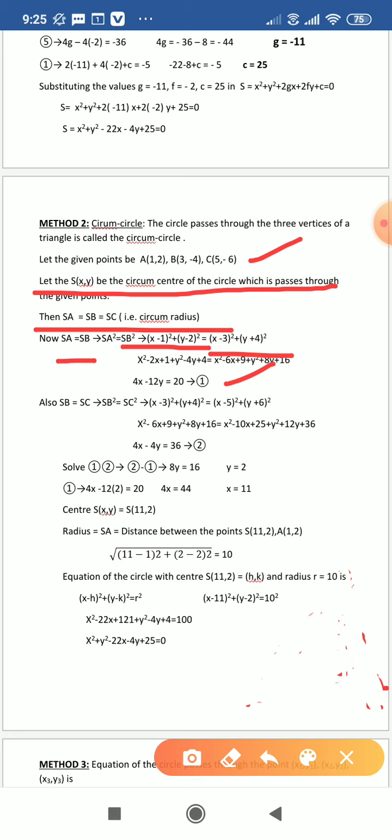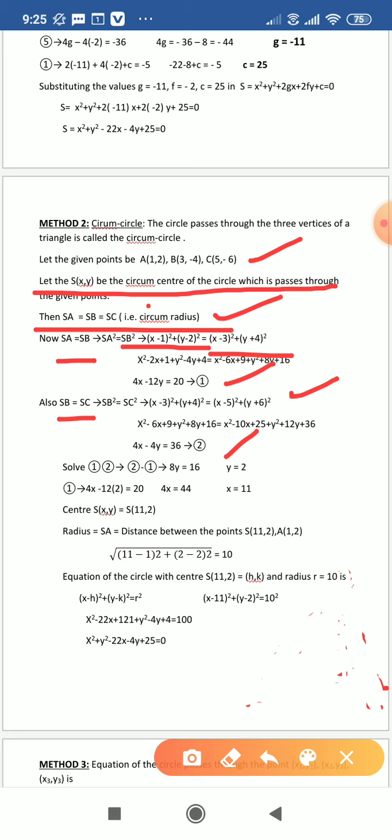In the same way, SA is equal to SB is equal to SC. Take SB equal to SC. Squaring on both sides, SB square is equal to SC square, the square of the distance between S and C, so we eliminate the square root. We have another equation in terms of x and y, that is 4x minus 4y is equal to 36. Let it be equation 2. Now we have two equations in terms of x and y.